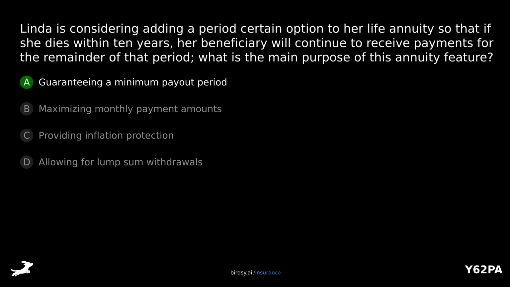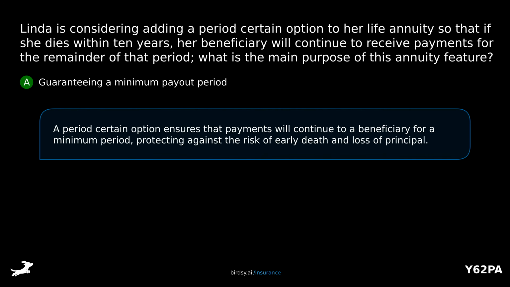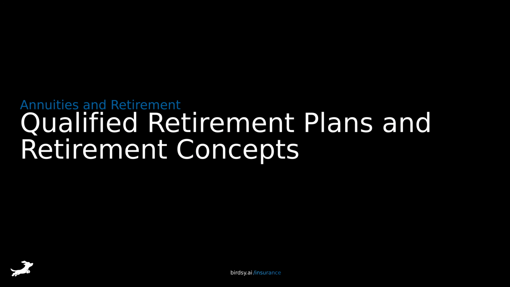Guaranteeing a minimum payout period. A period-certain option ensures that payments will continue to a beneficiary for a minimum period, protecting against the risk of early death and loss of principal. Qualified retirement plans and retirement concepts.